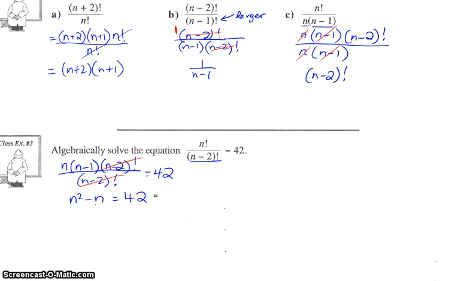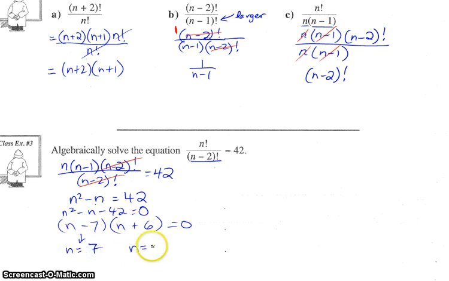Now take a look at what you have. We seem to have a quadratic equation because we have n squared and an n. So in order for us to solve this, we need 0 on one side. So we take that over. Now we can factor it. So what multiplies to negative 42, adds to negative 1, so that's going to be 7 times 6, negative 7, positive 6. Branch each one off. n would equal 7, and n would equal negative 6.